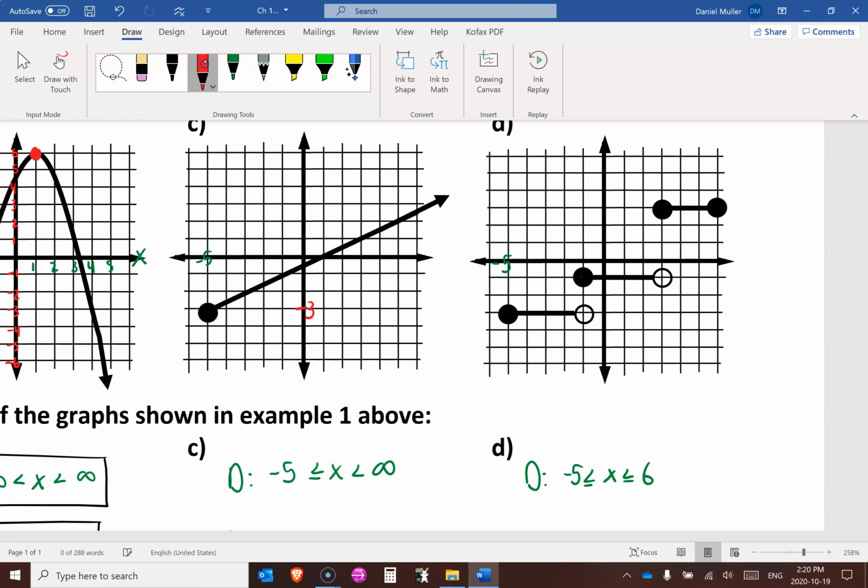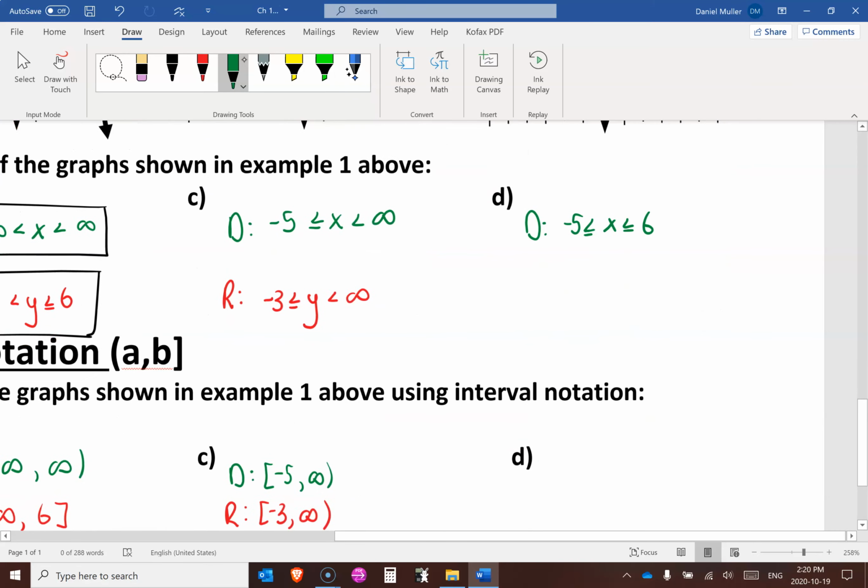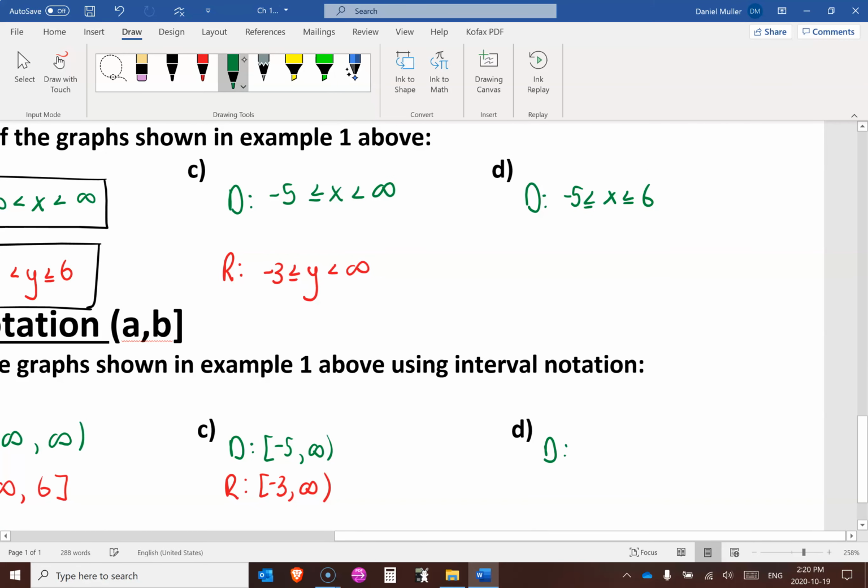And yes, I have to do some jumping up, but I never miss a spot. By the way, this thing still is a function because it passes the vertical line test. I touch it once there, so we're good. And once there, so we're good. So this thing is still a function. We can still do all of this. And I go from -5 to +6. And they're both filled in circles, so for my domain, [-5, 6]. Both of them are filled in.